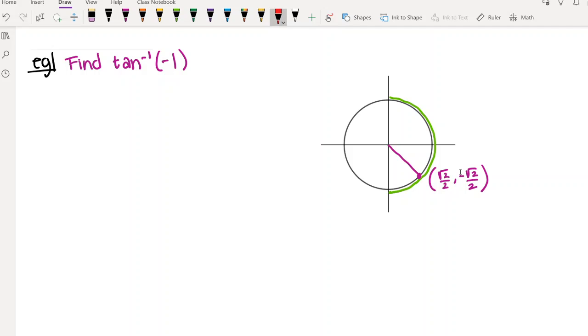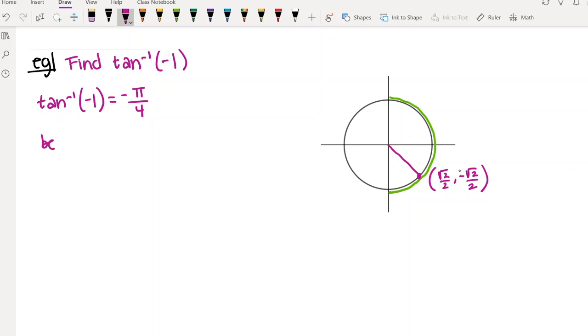So just to give another example, this would be another point on the unit circle. This would be the point where you have negative root 2 over 2, positive root 2 over 2. That is another angle, 3 pi over 4, and the tangent of that angle is -1. However, that angle is not in the right part of the unit circle, so it's not the answer. So our answer is just going to be negative pi over 4. So inverse tangent of -1 is equal to negative pi over 4.